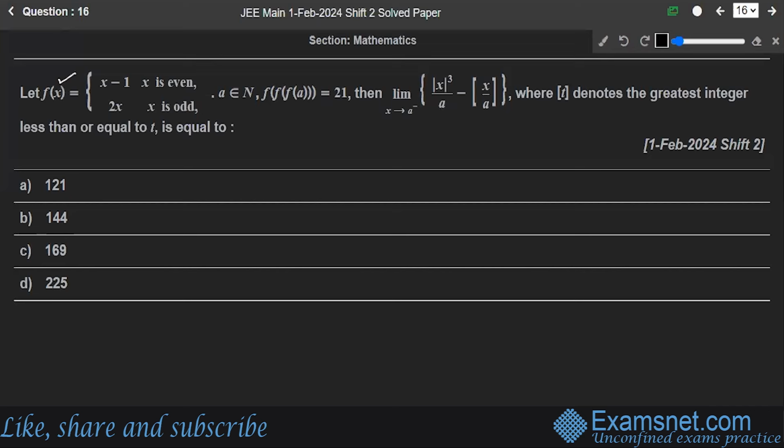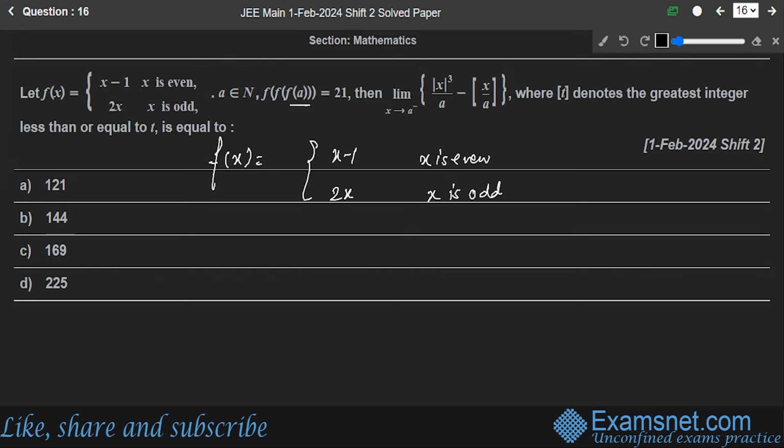Question number 16. Let f(x) be given by this function: x minus 1 when x is even and 2x when x is odd. For all a belonging to the natural numbers, f of a is equal to 21. Then the limit as x approaches a minus of this expression, where t in the square brackets represents the greatest integer less than or equal to t, is equal to. So here you are having f(x) as x minus 1 and 2x. This is the case when x is even and this is the case when x is odd.